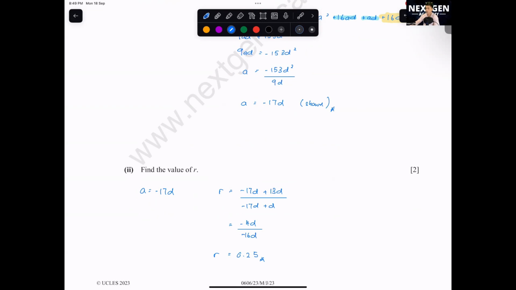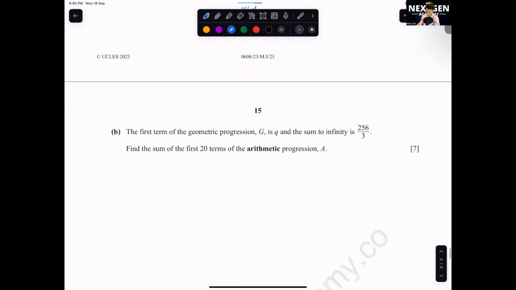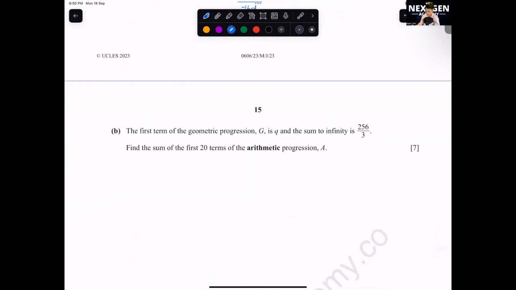Okay, 6 marks, 2 marks, 8 marks, then the next one, 7 marks. Wow, arithmetic geometric progression, a 15-mark question here. Okay, so let's look at question B. The first term of the geometric progression G is Q, and the sum to infinity is 256 over 3. Find the sum of the first 20 terms of the arithmetic progression A. Just don't get confused, there's one A and one G right now. A is the arithmetic progression and G is the geometric progression.